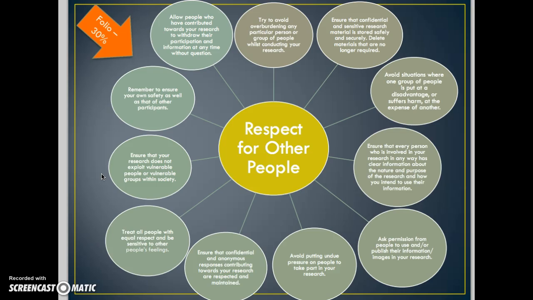In order to have respect for other people, you may want to pause the video here and read all of these. You need to do all of these things. So have a pause of the video and have a closer look at each of those. These are the things that you need to be referring to throughout your folio. So you can put in an annotation in your folio that states, here I asked permission for people to use or publish their information. You will also need to discuss in your proposal how you're going to be ethical. What ethical considerations does your project specifically need to take into account? So spend some time thinking, which of these are you going to need to consider when you're conducting your research?